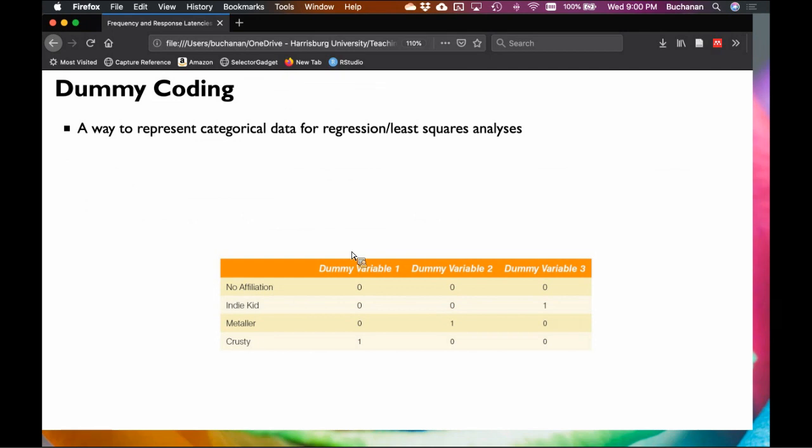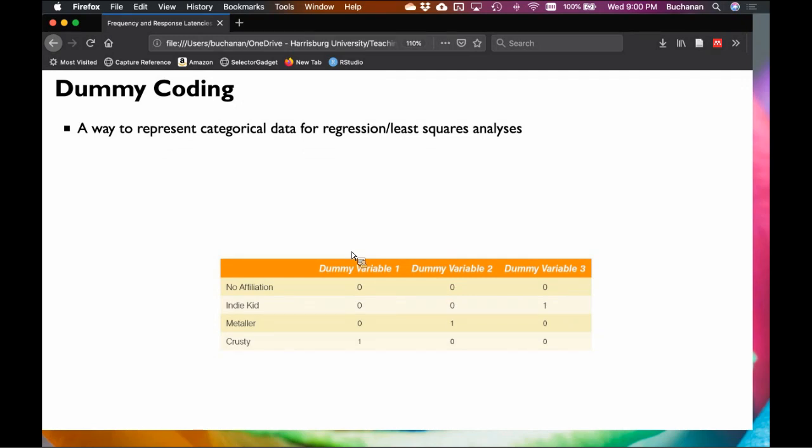Let's say that we have four categories. If one were able to go to music festivals this year, which makes me very sad because everything I had purchased this year has gotten canceled, which is fine. But let's say there are four types of people at these music festivals, right? People who have no affiliation, people who are sort of indie kids, people who are metalheads, and then, again, this is Andy Field, so they're crusty.